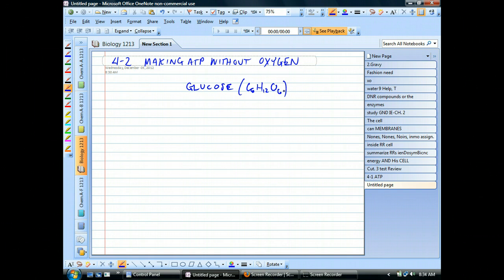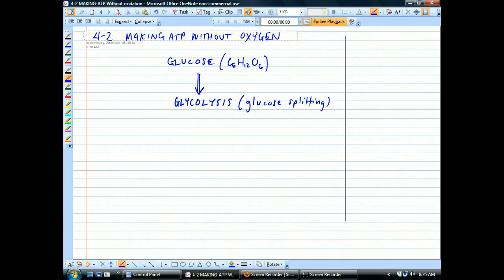Now, what happens to glucose is it first goes through a process called glycolysis. Glycolysis. Now, the word lysis means splitting, and so it's just glucose splitting, all right? And that's what it's going to do. We're going to show you in a little bit more detail. It basically splits the glucose into two parts. So glycolysis is when the glucose gets split into two parts.